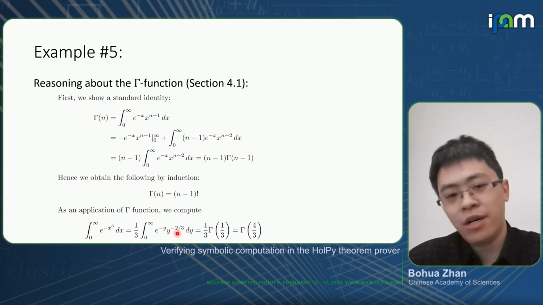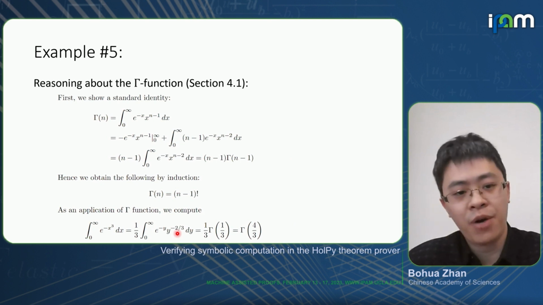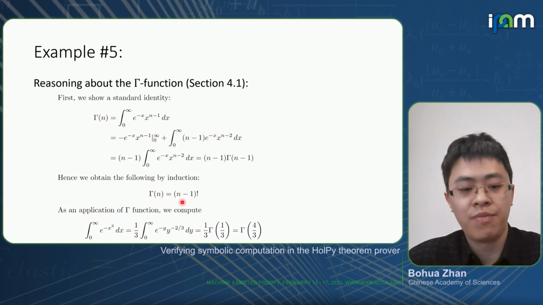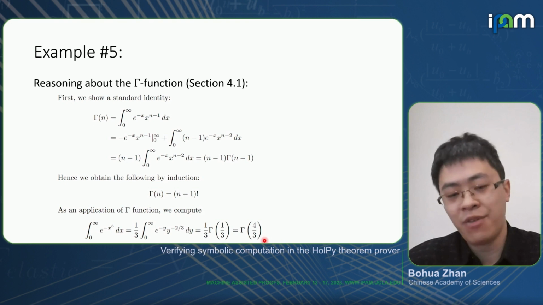Okay, so now the last example that I wish to show is reasoning about the gamma function. This is an example where we define the gamma function and then we obtain some identity of this function by induction. And finally, as an application, we can evaluate this tricky definite integral in terms of the evaluation of the gamma function.